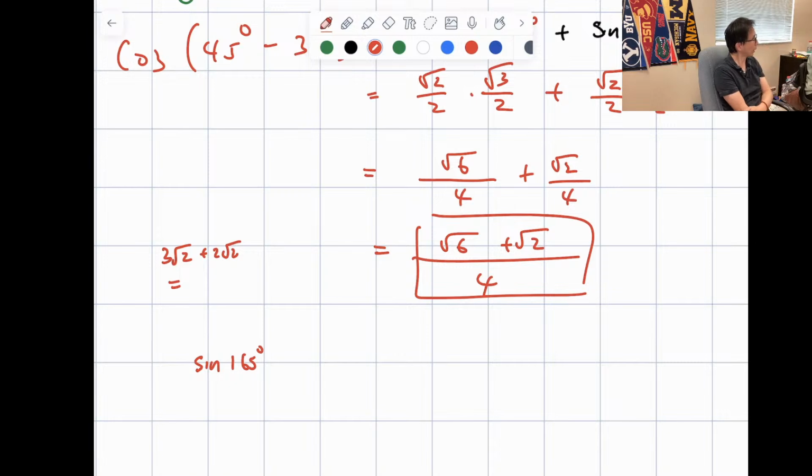Do you know why you have the same answer? Visually, can you understand?